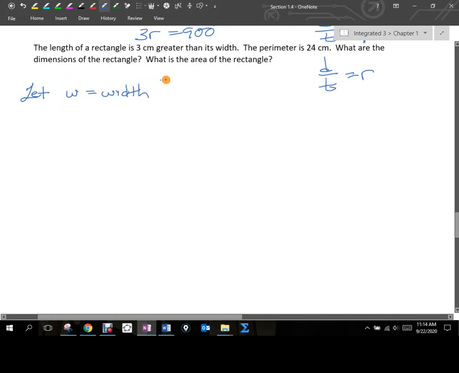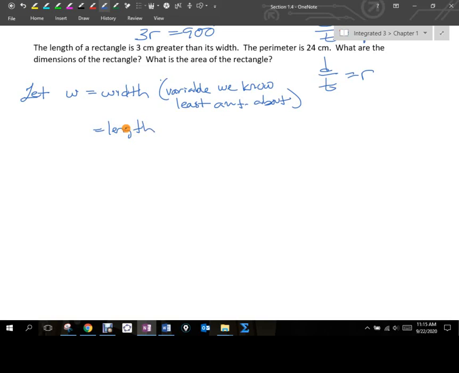You don't need to write this, but I'm going to say variable we know least amount about. And then I want to write my length without introducing a new variable. So can I use W to write my length? And that's really what you want to try to do. Every time you come across a story problem and you're trying to create variables, you want to try to minimize the number of variables you use, because if you can do that, it makes the solving easier.